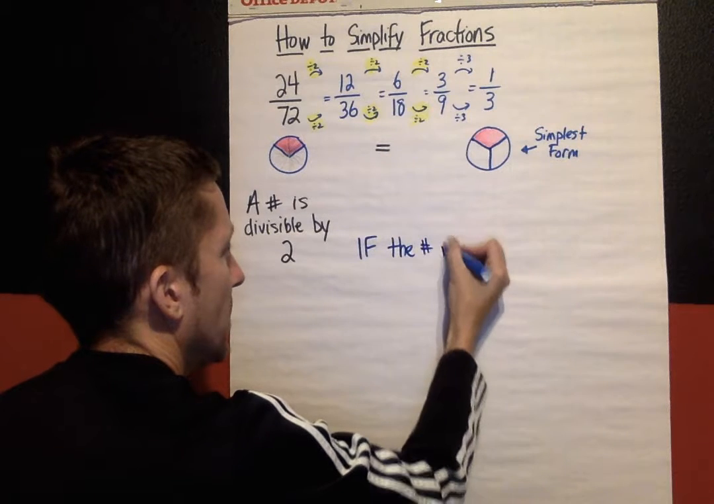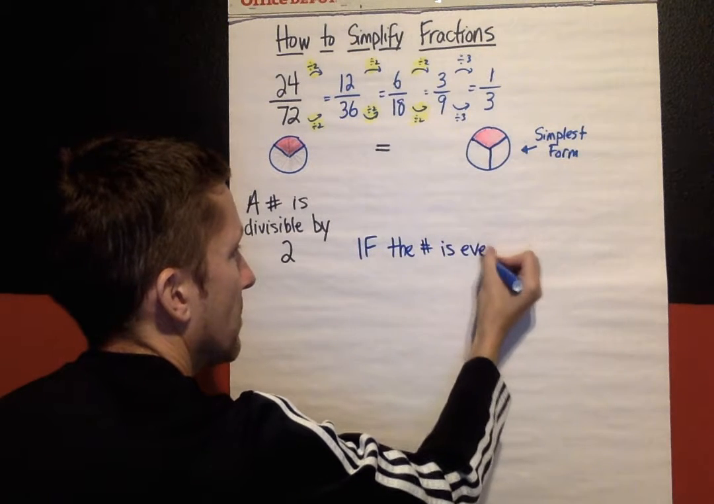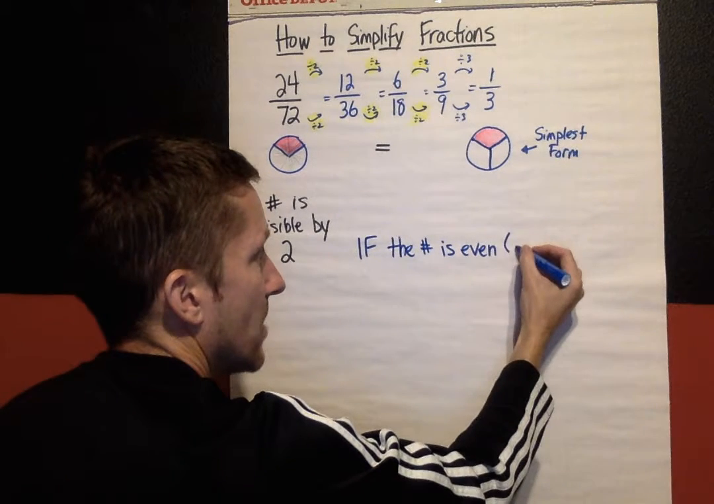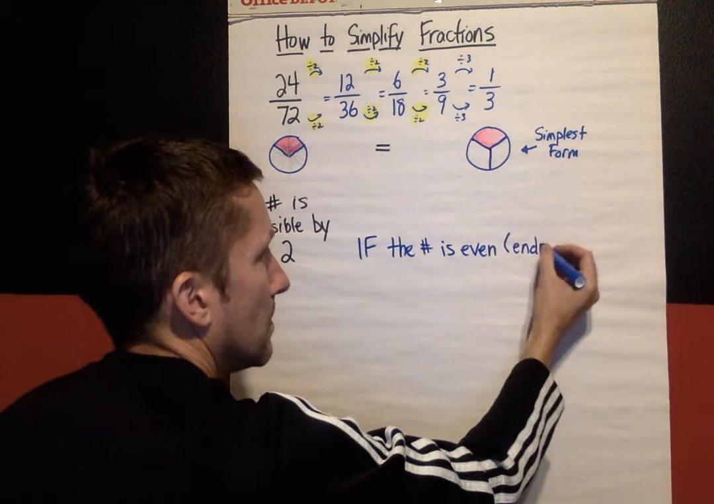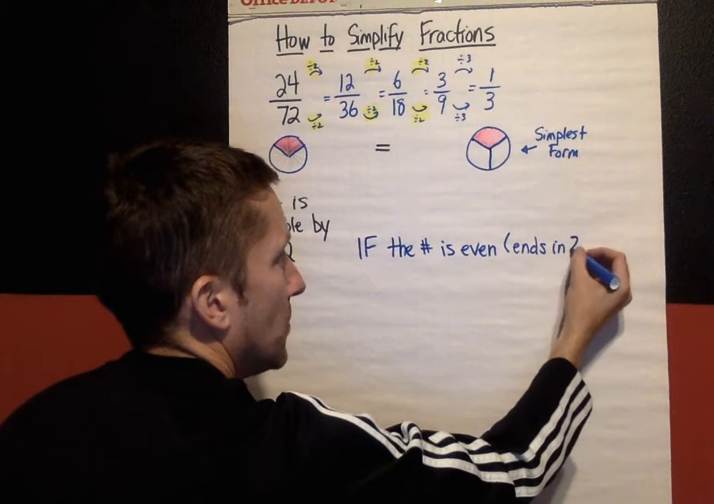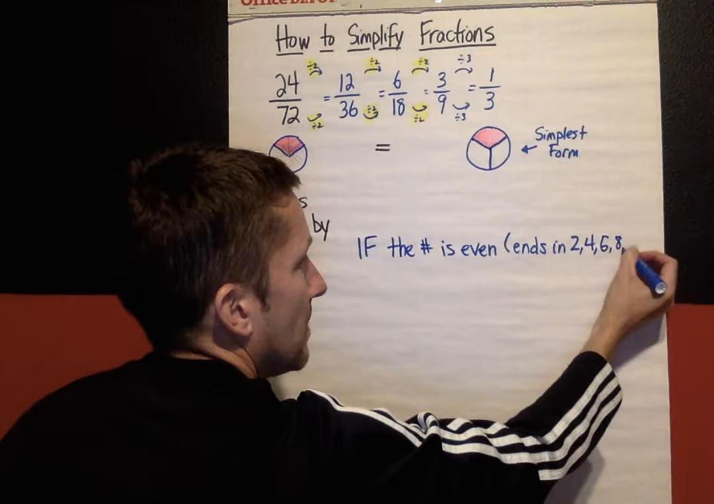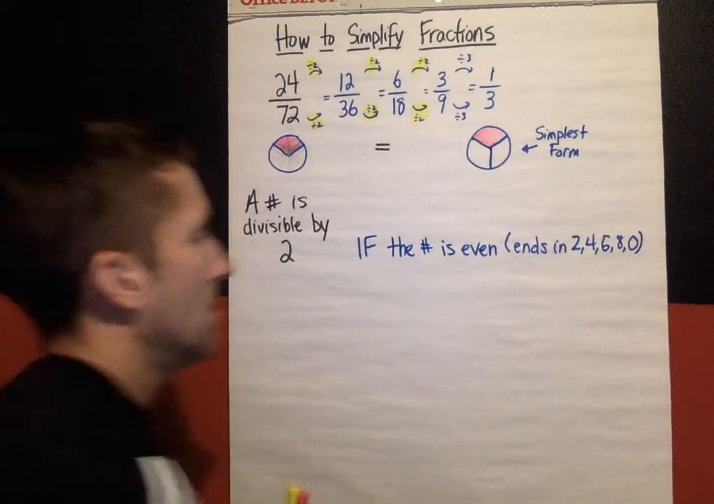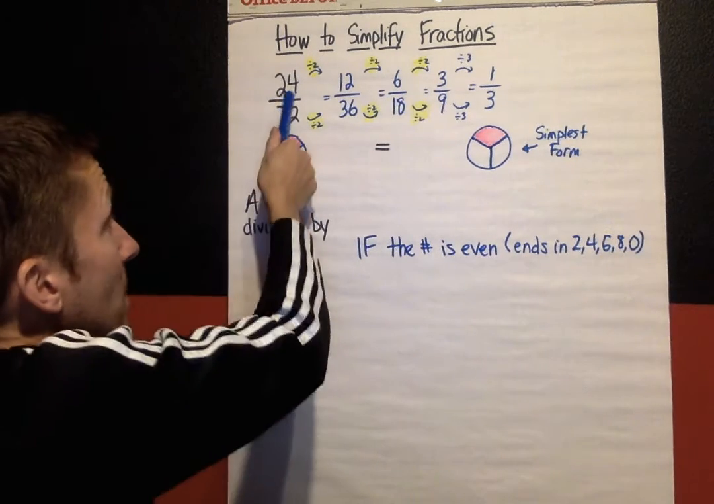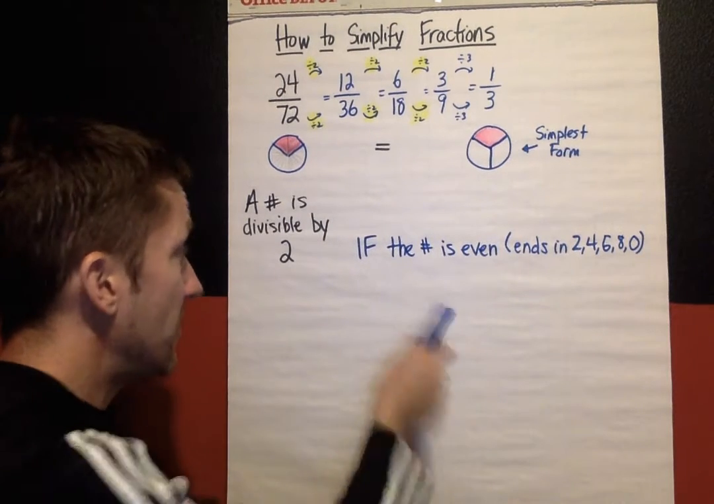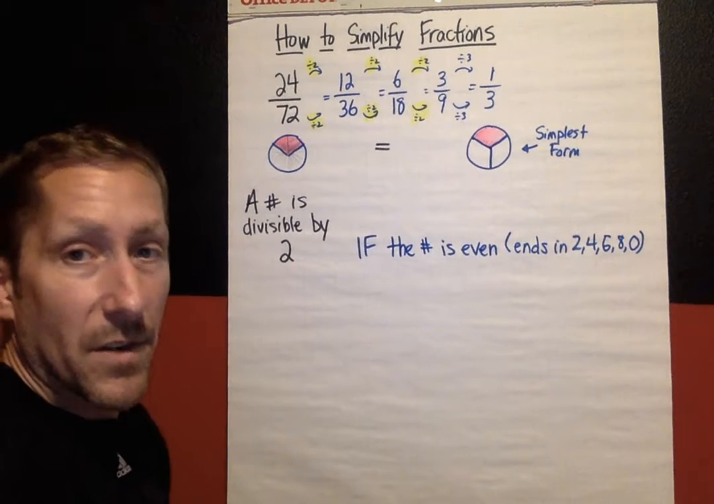the number is even. How do you tell if a number is even? An even number ends in 2, 4, 6, 8, or 0. 24 ends in a 4, 72 ends in a 2. They're even. I know that 2 is going to go into both.